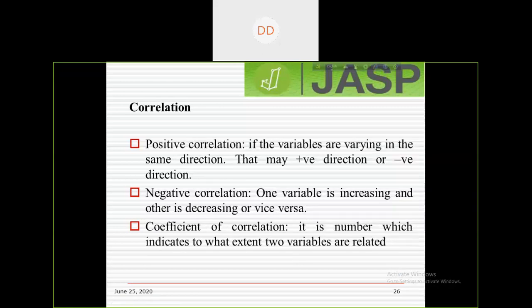There are two types of correlation. One is positive correlation, another is negative correlation. Positive correlation is when the variables vary in the same direction, that may be the positive direction or the negative direction, but both are varying in the same direction. In negative correlation, one variable is increasing and the other variable is decreasing, or vice versa. That is known as negative correlation.